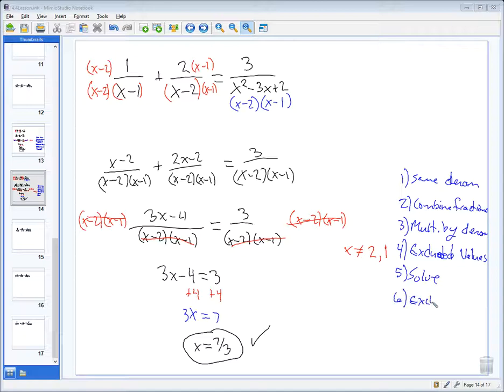Are they excluded? When you run into an excluded value, say for example, if we would have got x equals 2, and we say that it can't be 2, we would cross this out and call it an extraneous solution.